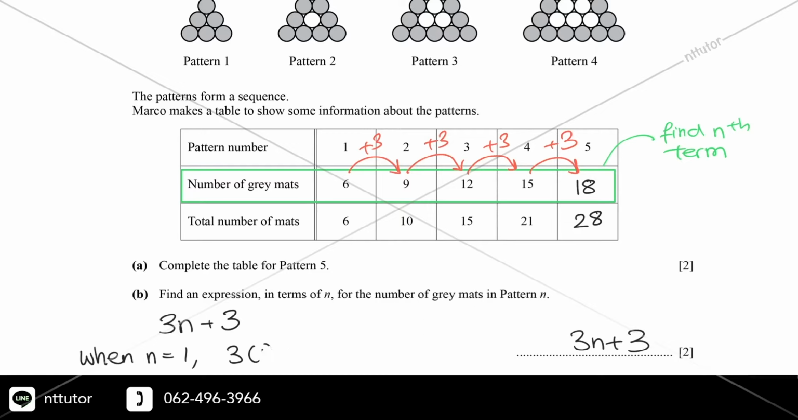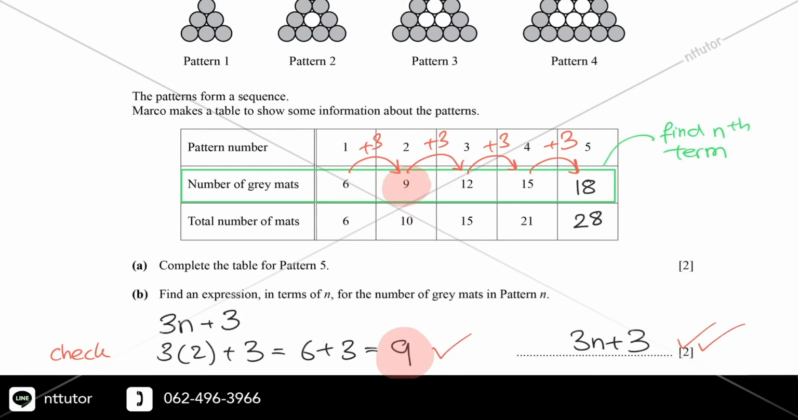And we can always double check this to see whether it works for the other terms as well. So if we try substituting n equals 2, we know that it has to equal 9 because the number of gray mats in pattern 2 is 9. If I try that, 3 multiplied by 2 plus 3 is equal to 6 plus 3, so that's 9. So therefore, that's correct.